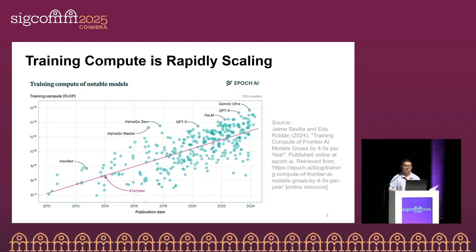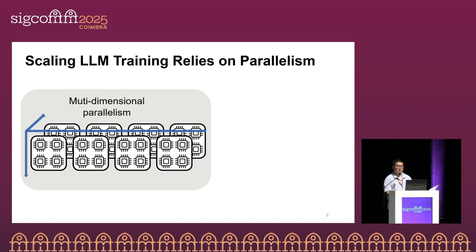Let's start with a typical story. As technology advances, models keep getting larger and larger, from XNet to GPT-3 and GPT-4. Training compute is rapidly scaling. However, a single GPU is no longer enough for LLM training. Scaling LLM training now relies on parallelism strategies. These strategies split model and data across GPUs in different ways and use collective communication to stay in sync.